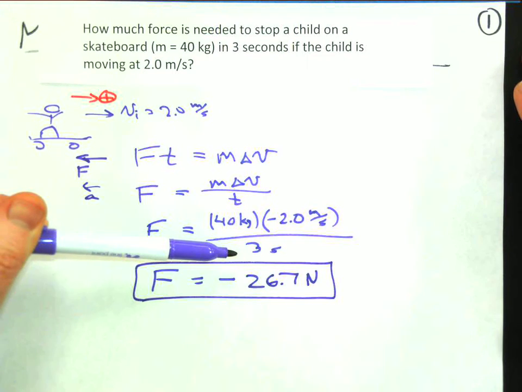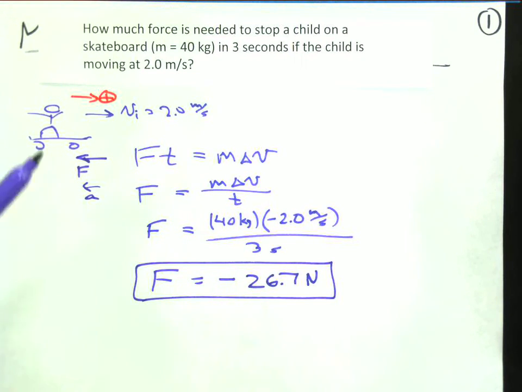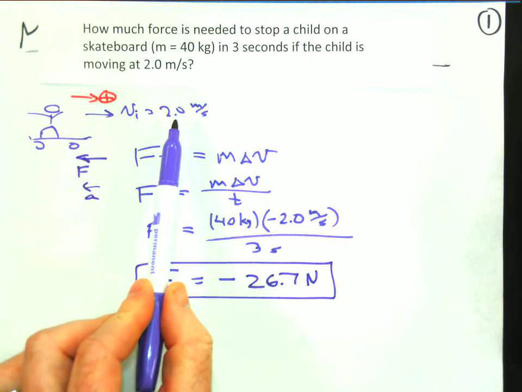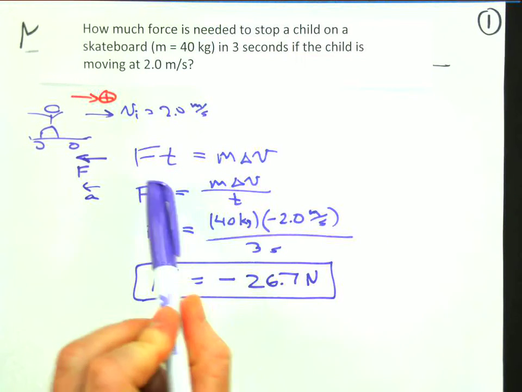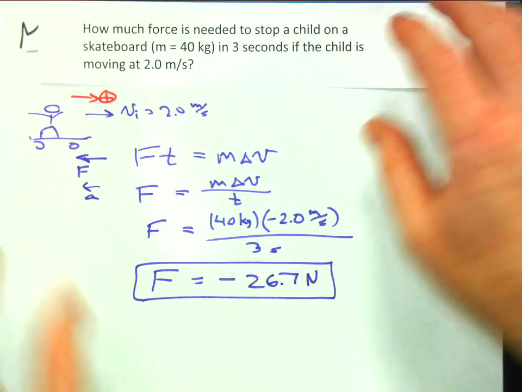What if you wanted to stop the child in less time than that? Let's say you wanted to stop the child in 1 second. Would you need more or less force? To stop the child faster, to produce the change in velocity more quickly, you would have to apply a larger force. It would be harder. So in 1 second, you would have 2 times 40, that's 80, divided by 1. You'd have 80 newtons required, instead of the 26 or 27 roughly. So that's a basic way to work with changing momentum and impulse. Cool. Let's look at another example.